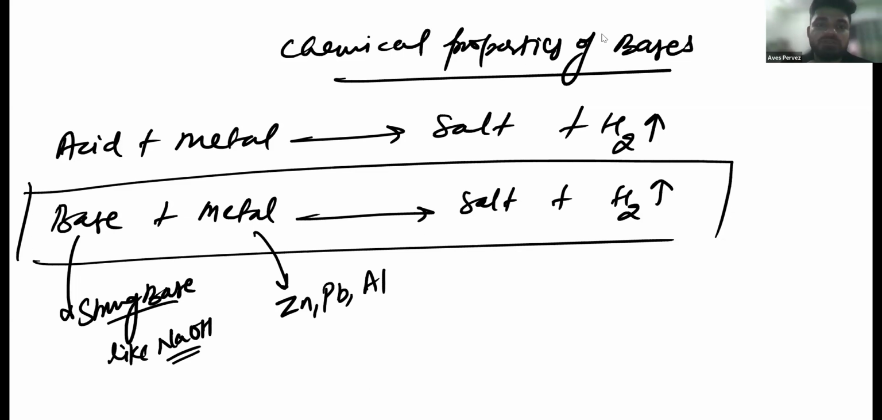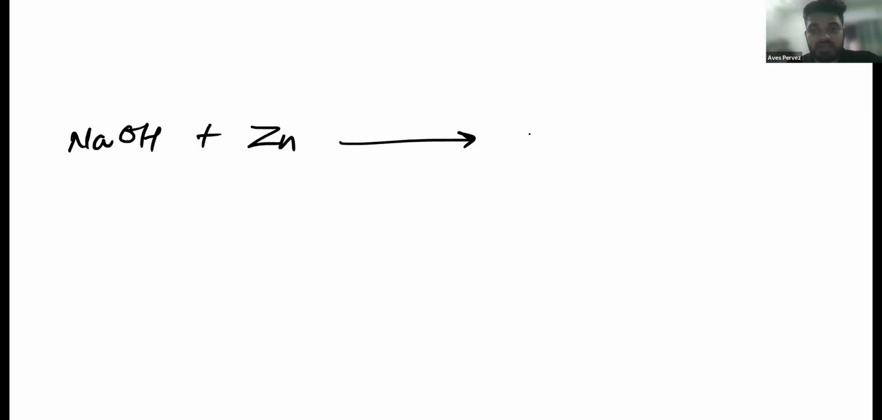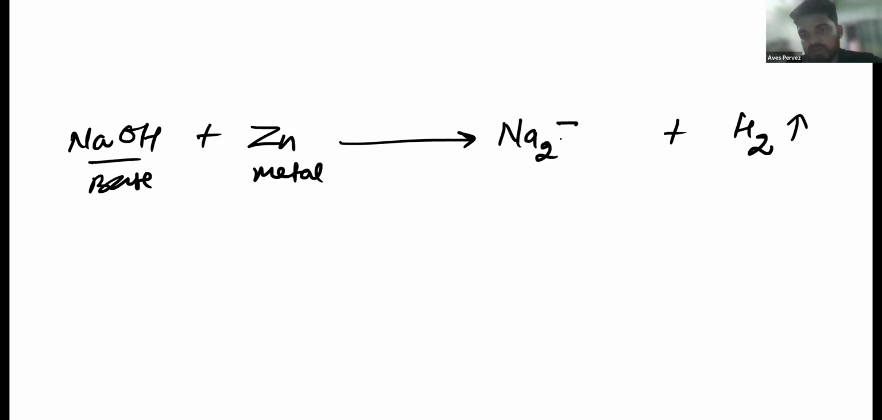Done, sir. Okay, let's move further. Now, this is very, very important. I'm going to give you a question regarding this one. Let's suppose I have sodium hydroxide, this is a base. When it reacts with zinc, it gives you sodium zincate and hydrogen gas. This is the base, this is the metal. The salt formed here is sodium zincate, Na2ZnO2. You have to remember the correct formula.